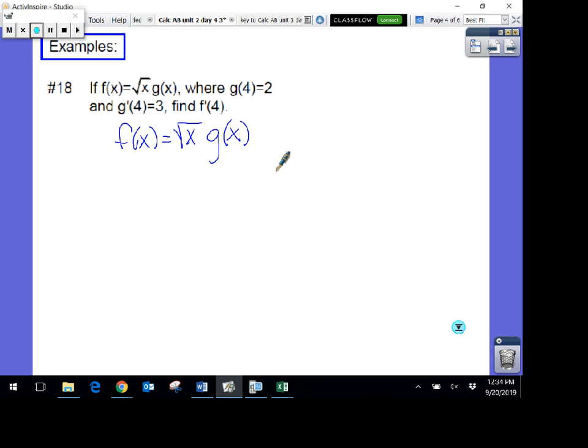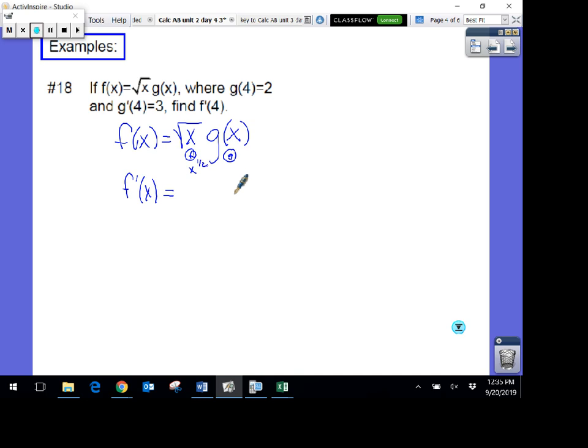So this is an f times g problem. Something times something, we need to find the derivative. Why do we have to find the derivative of that? Because it says find f prime of 4. So in order to find f prime of 4, we have to find f prime from the given f of x. So f prime of x is the derivative of f. Think of that as, remember, x to the 1/2.